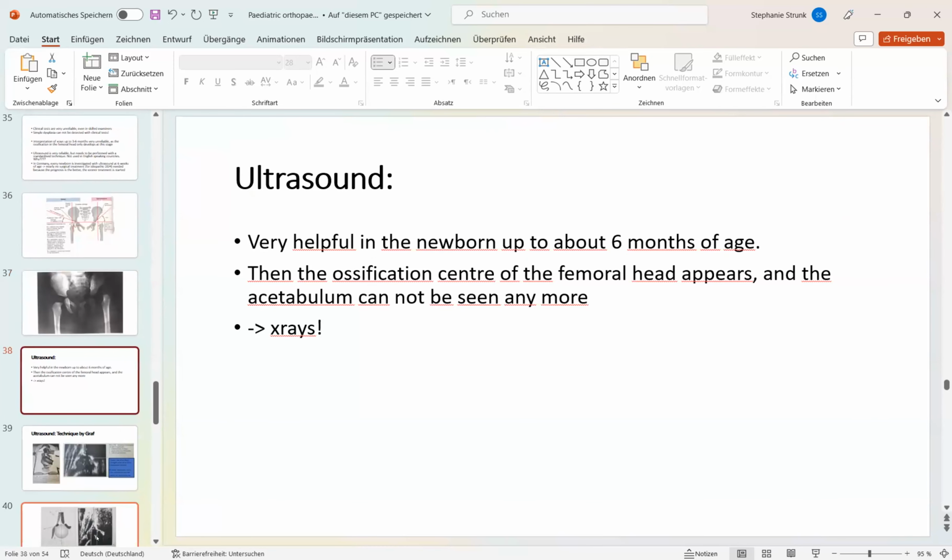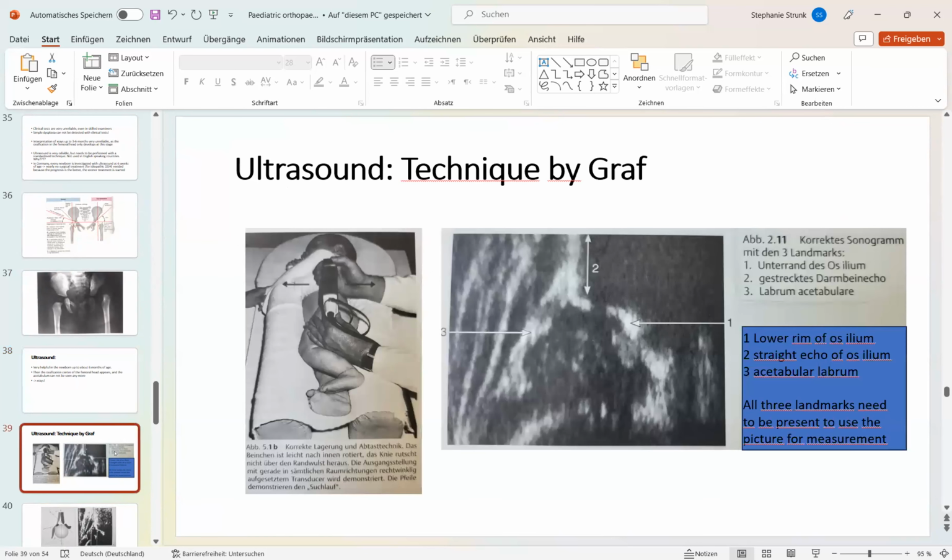So the ultrasound is very helpful in the newborn up to about 6 months of age. Then the ossification center of the femoral head appears, and the acetabulum cannot be seen anymore. So from then, you need X-rays. I'll just show you the ultrasound technique as developed by Graf. This is really very helpful. I was so lucky to attend lessons by him himself 25 years ago, to be shown by himself how to do it.